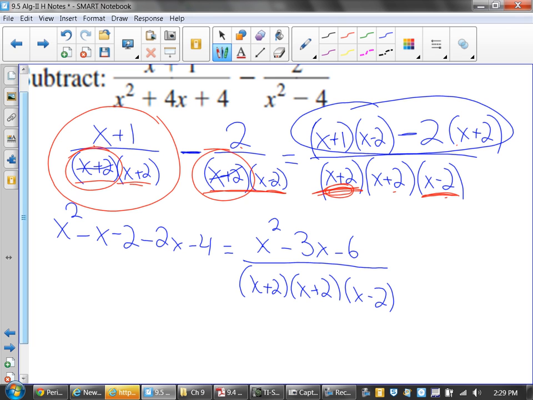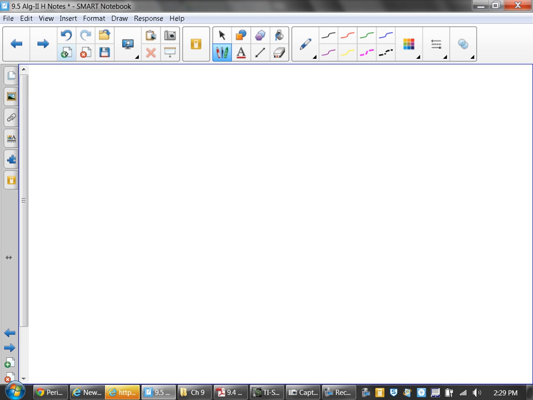It works the same way as if you had 2 tenths plus 3/4, I guess. When I go to factor these things out, this is the same thing as 2 times 10, or excuse me, 2 times 5. This is 2 times 2.